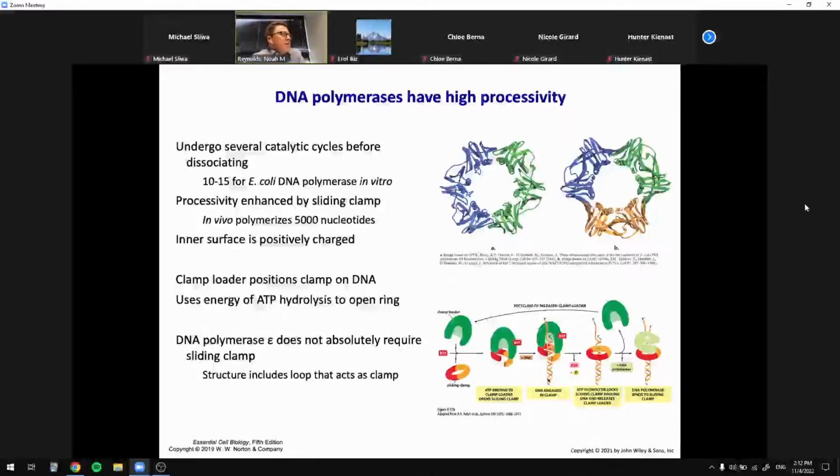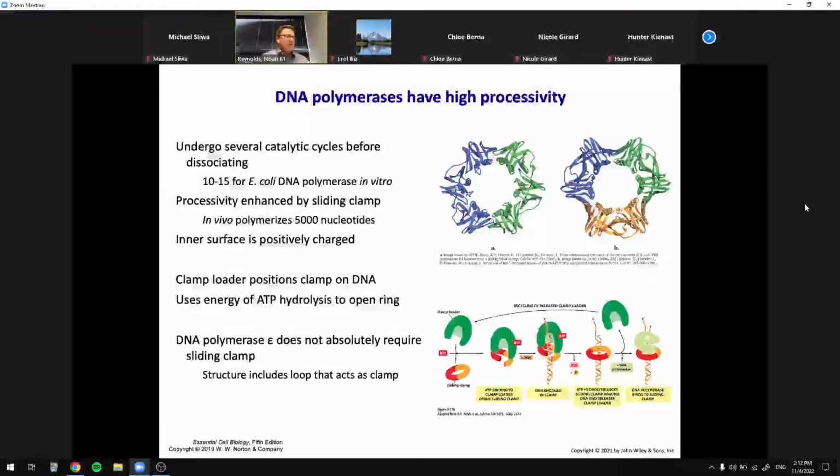However, there's something called the sliding clamp. The sliding clamp is a protein ring that goes around the DNA and holds the polymerase on. So as the polymerase is going along, doing its 10 cycles and trying to let go, well, it can't because it's stuck there. It's literally going to bond to the sliding clamp, and the sliding clamp is stuck around the DNA.